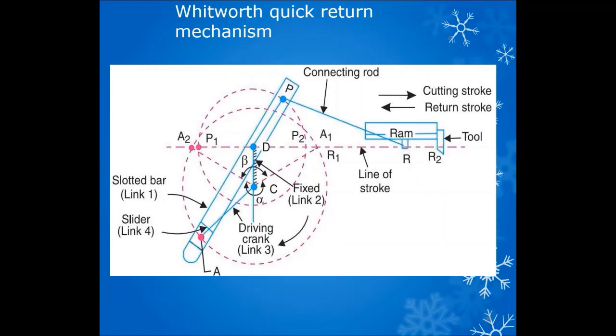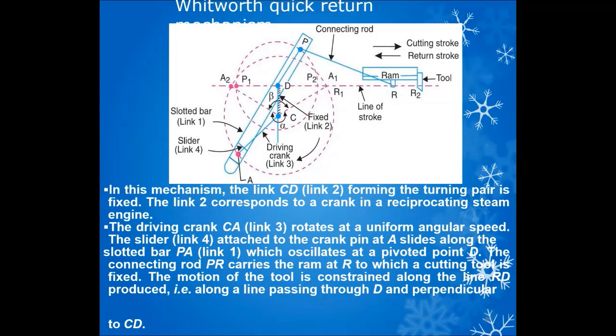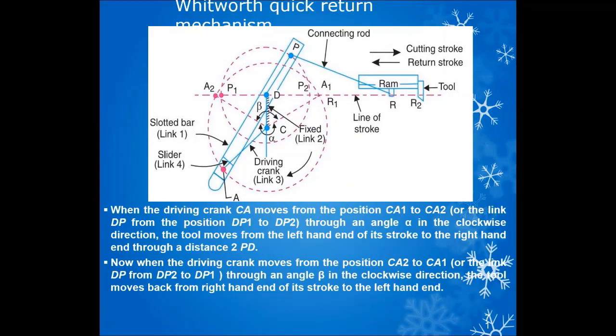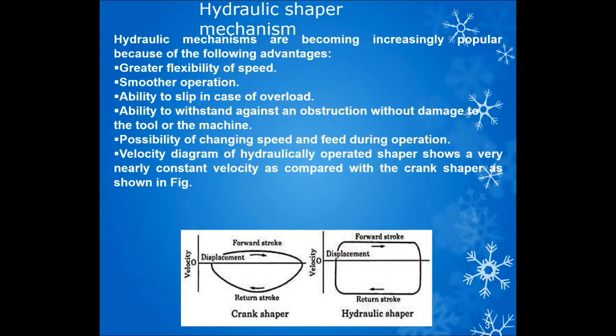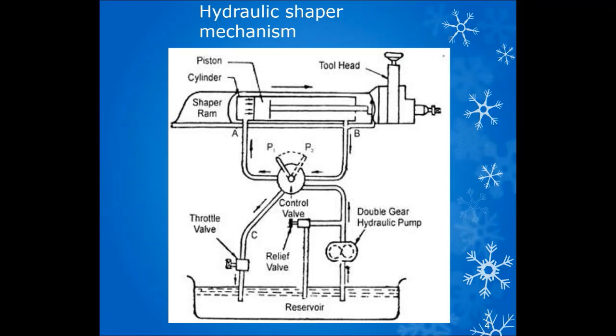Actually, we have PG courses in machine design. Whitworth quick return mechanism is used for the return stroke. It has a forward stroke which takes more time; when it returns, it takes less time. Hydraulic operation is used for this motion of the ram.